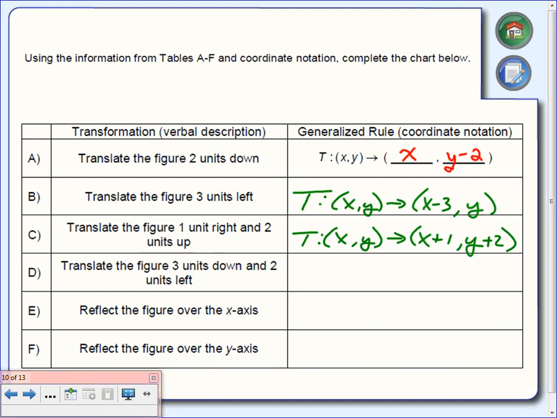What I want you to do for me now is D, E, and F on your own. See if you can finish those up. Then we'll take a look at it. Remember, all of them should start with this notation right here. Remember, when you move left and right, that affects the X. When you move up and down, that affects the Y.